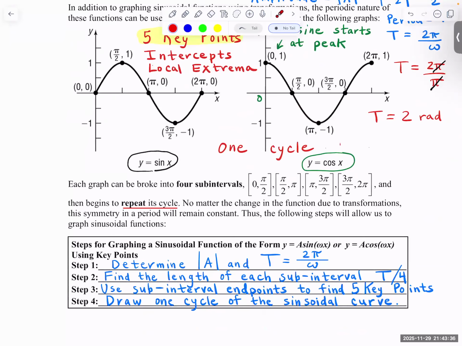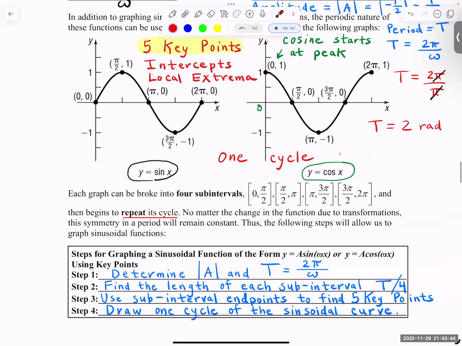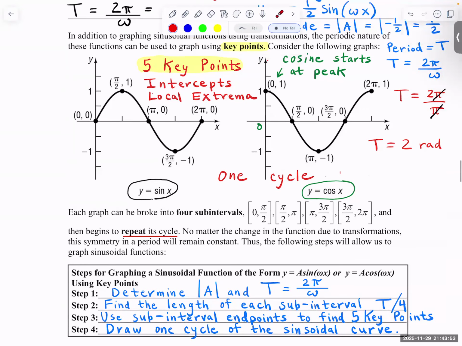Both graphs can be divided into 4 subintervals. And if we take the fundamental period of 2 pi and divide by 4, because there's 4 subintervals, we get pi/2, which is the length of each of the 4 subintervals. So we have 0 to pi over 2, pi over 2 to pi, pi to 3 pi over 2, and 3 pi over 2 to 2 pi. Same thing with the cosine function. We have the same 4 subintervals, each of length pi over 2.